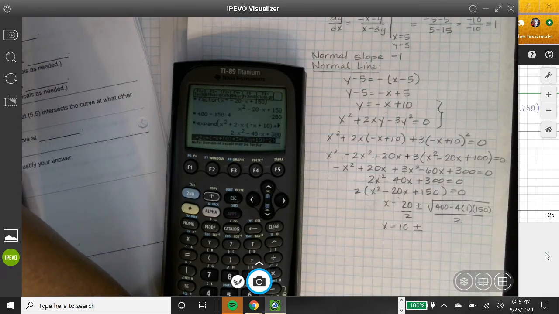Opposite of B, 20 squared is 400 minus 4 times A times C.